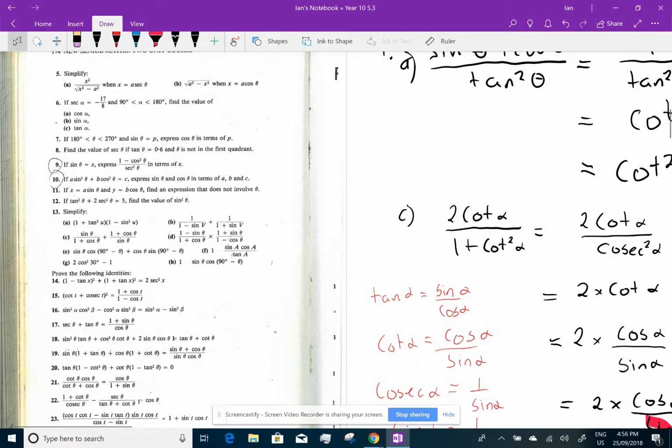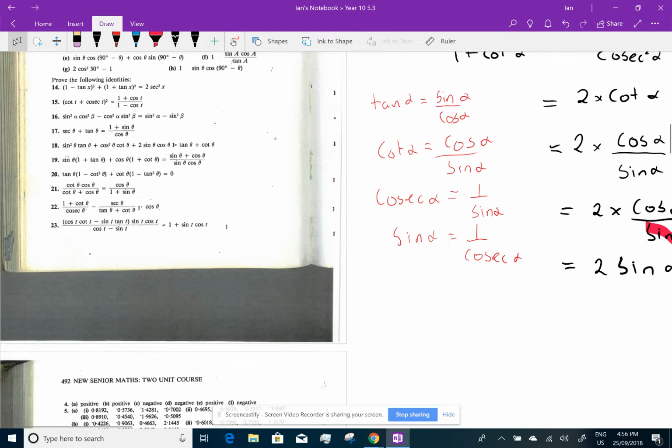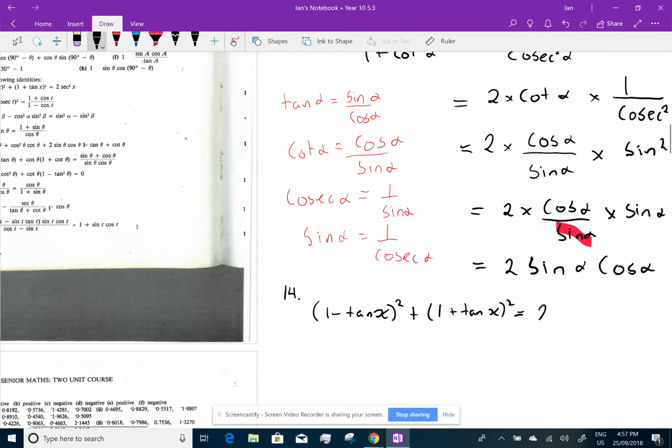Don't worry too much about 5, 6, 7 or 8. You can do them if you want. What I really want to do is get down to question 14, which is the proofs. So the proofs are hard. So I'll start 14. 1 minus tan x all squared plus 1 plus tan x all squared equals 2 sec squared x.